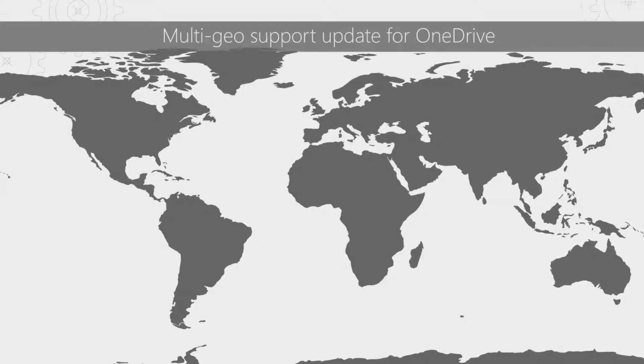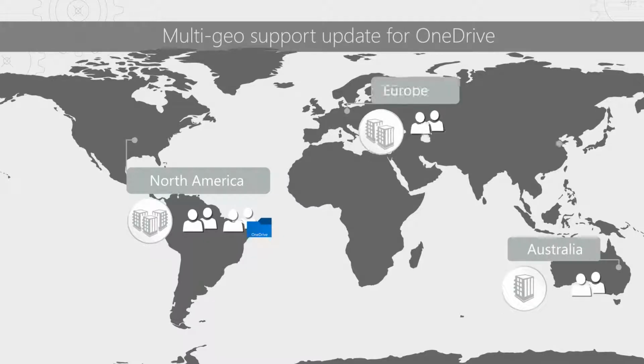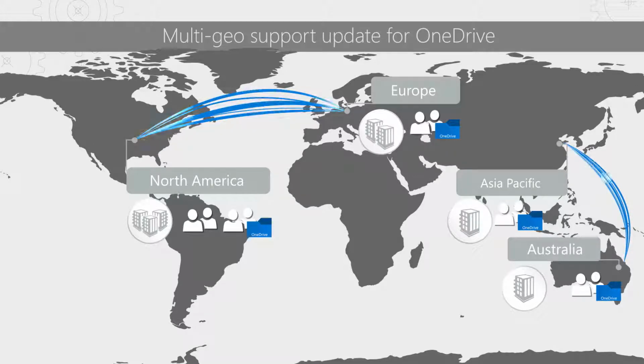For example, if an organization today has Office 365 OneDrive content in North America, and let's say they're expanding their business globally and becoming a multinational company, and they have a need to store OneDrive and SharePoint data in perhaps Europe, Asia, and Australia, admins can now use the multi-geo capabilities to achieve this global reach.